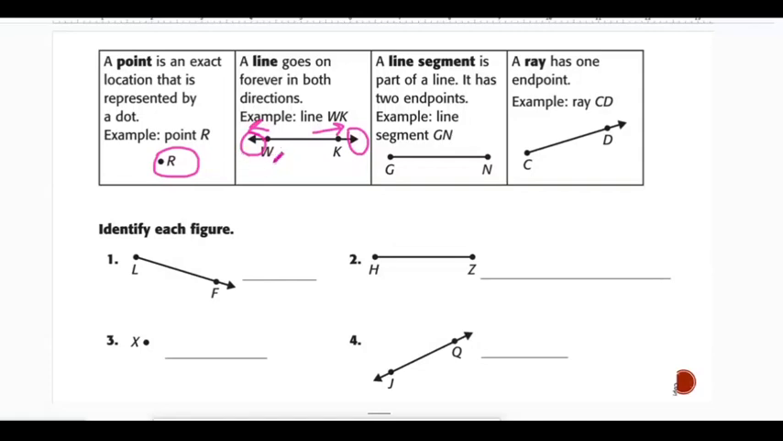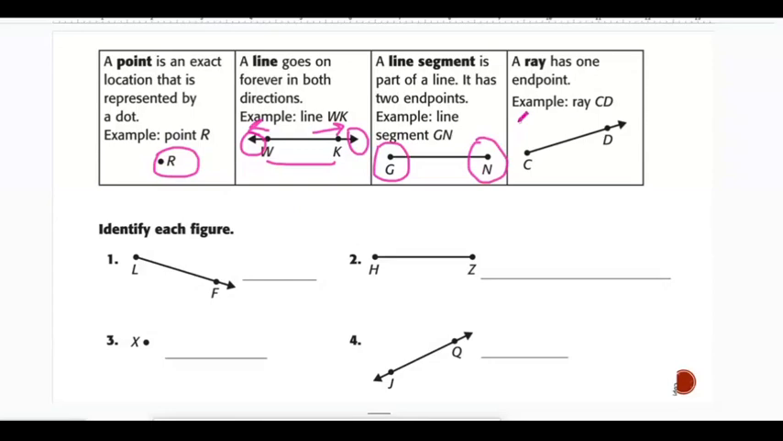And the name given here for a line is line WK. The next one is a line segment. A line segment is part of a line. It has two endpoints. Example, line segment GN. So it means that a line segment is exactly opposite to a line. A line doesn't have endpoints. A line segment has two endpoints, with dots on both sides. Okay, it has two endpoints, and here it is given as line segment GN.